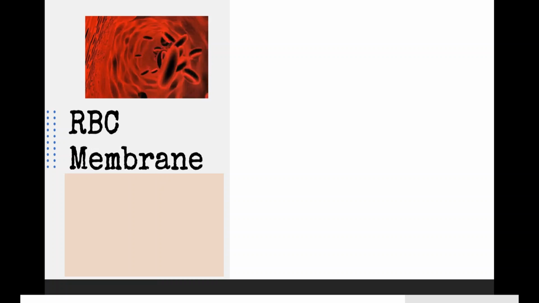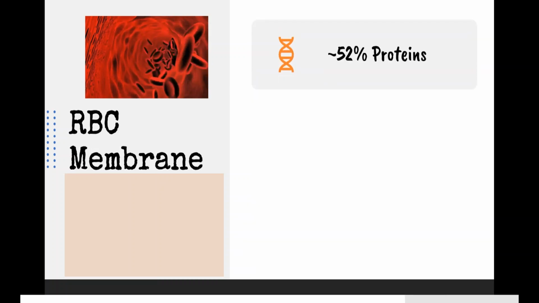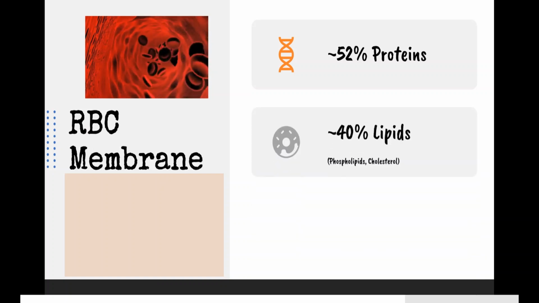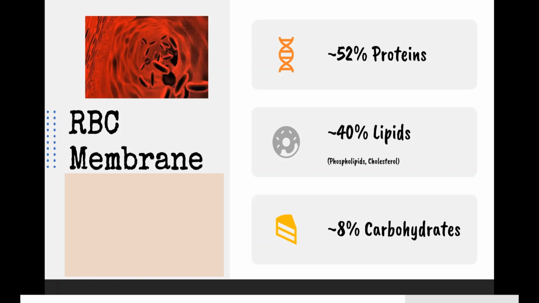The RBC membrane is composed of roughly 52% proteins, about 40% lipids, mostly phospholipids and cholesterol, and about 8% carbohydrates. Now, the lipid content of the RBC membrane is, as I have said, primarily cholesterol and phospholipid. As we know, the phospholipid is responsible for the selective permeability of the cell. The cholesterol, on the other hand, maintains the fluidity of the cell.